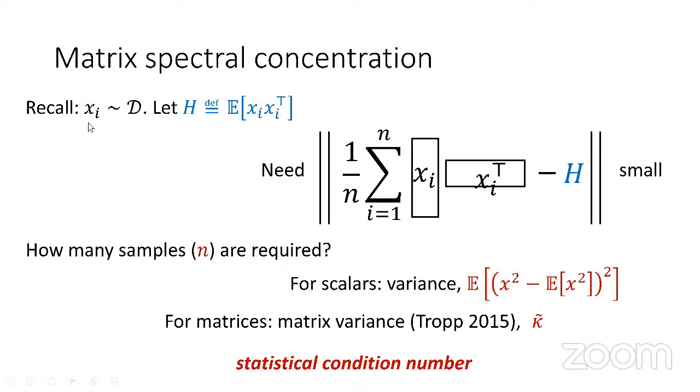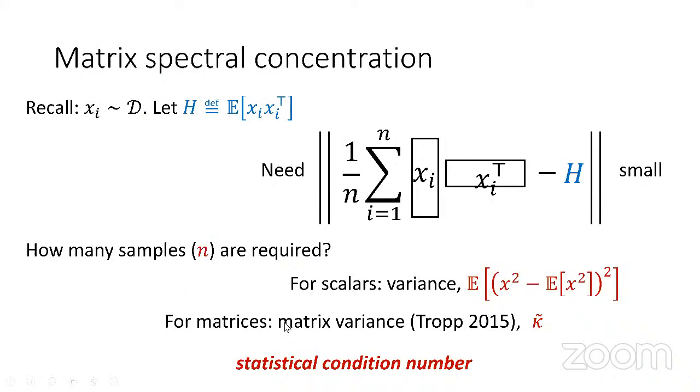Okay, so let me be a bit more concrete. Let's say we have this xi coming from a distribution D, and let's say H is the expected covariance matrix of xi, right? What we want to argue is that we want to find a number of samples n such that the empirical covariance matrix is close to the true covariance matrix H. And the question is how many samples n are required in order to guarantee this. If xi was just a scalar, we know that variance gives us a good quantity, or in general maybe higher moments if you want high probability guarantees, right? So the variance of this x square quantity is basically what tells us how many samples we need to collect in order for the empirical average to be close to the true average.